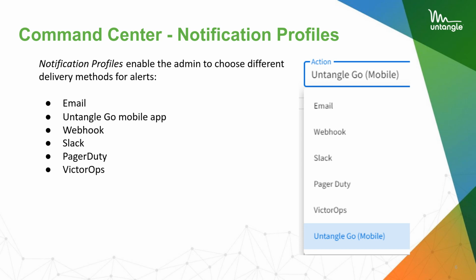Now, using notification profiles, you can change the way that you receive those alerts. So normally, like I said, you get them via email. Using notification profiles, you can send them to your Untangle Go mobile application, a customized webhook, Slack Messenger, PagerDuty, or VictorOps network monitoring.